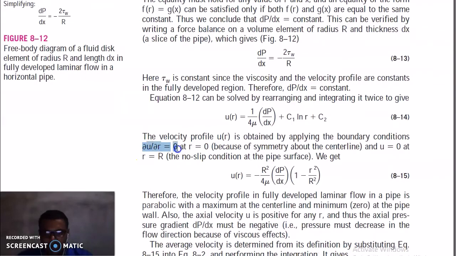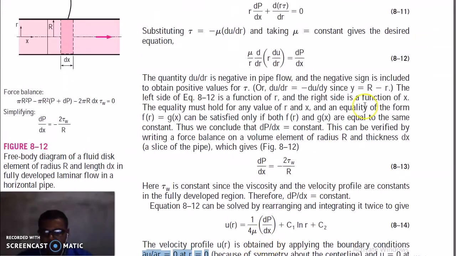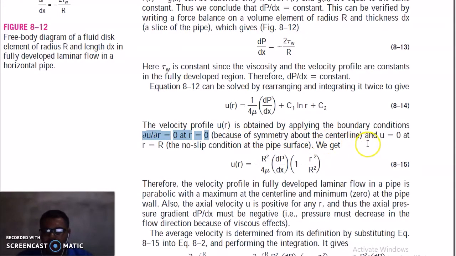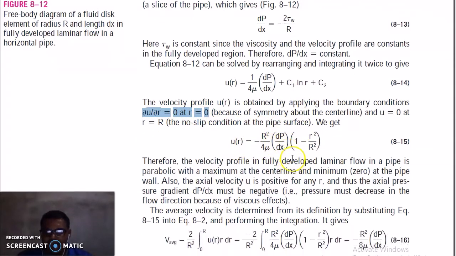So del u by del r is equal to 0 at r is equal to 0, which means at this point the curve is turning around, and this derivative of u(r) with respect to r must be 0 because of symmetry about the center line, and u is 0 at r is equal to R, the no-slip condition at the pipe surface. By putting these two boundary conditions, you will get c1 and c2. Now this is your velocity profile.